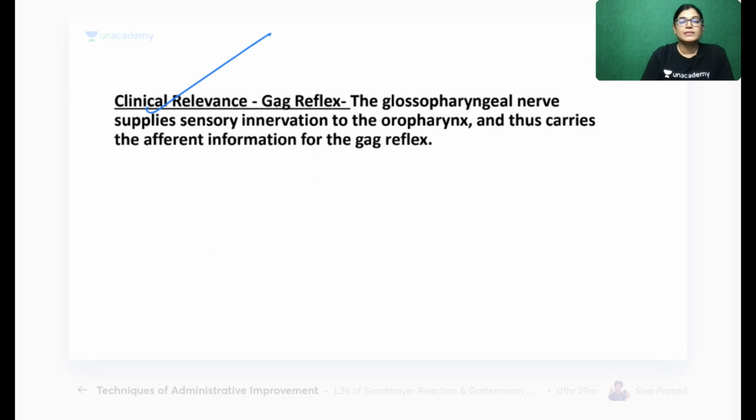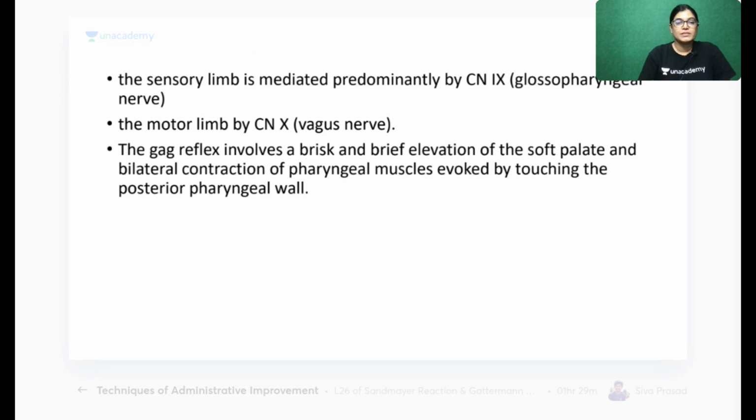So the clinical relevance of the gag reflex: the glossopharyngeal nerve is for the sensory or afferent component, the sensory innervation of the oropharynx, carrying afferent information for the gag reflex. Now, so only the 9th cranial nerve is not the correct answer. We will go for the 10th one. The sensory limb is mediated by the glossopharyngeal nerve. The motor limb is mediated by the vagus nerve.